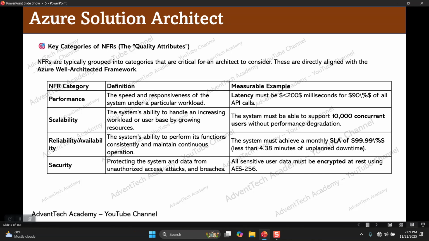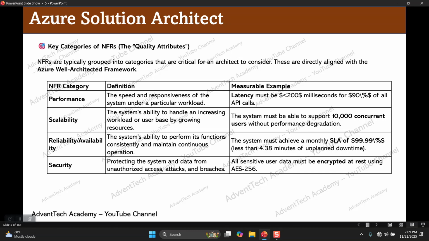Let us discuss the categories of non-functional requirements, the quality attributes. NFRs are typically grouped into categories that are critical for an architect to consider. As a solution architect, we need to categorize the NFRs. These NFRs are directly aligned with the Azure Well-Architected Framework. The NFR categories are performance, scalability, reliability, and security.